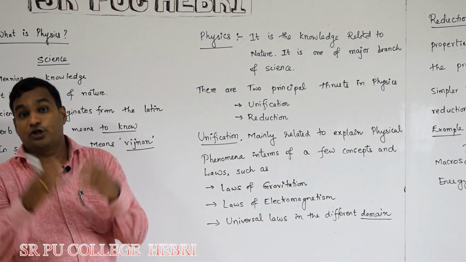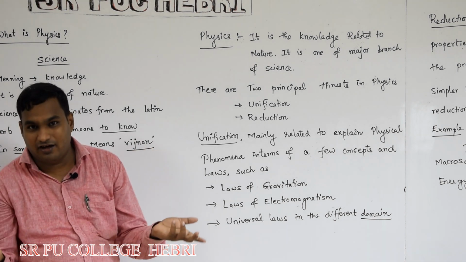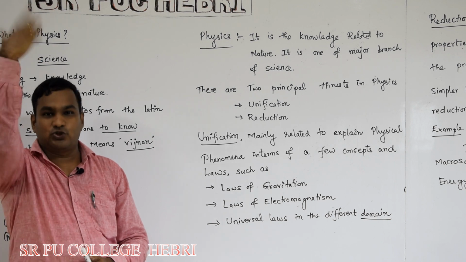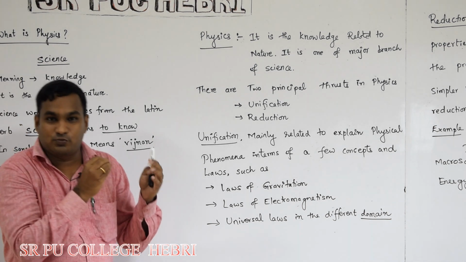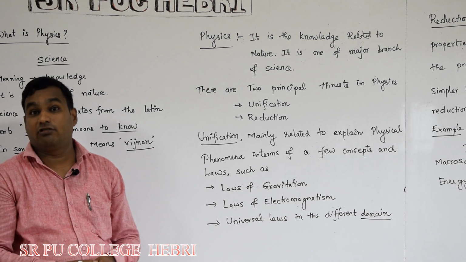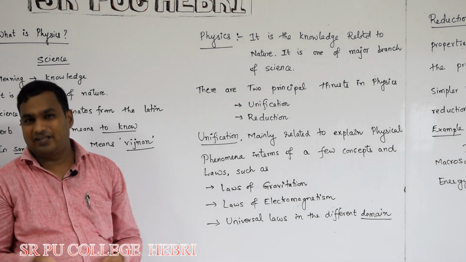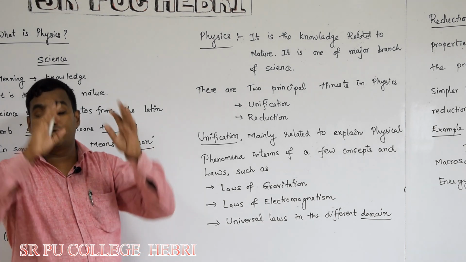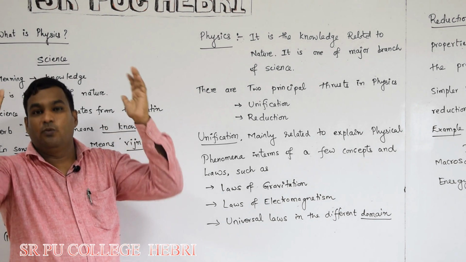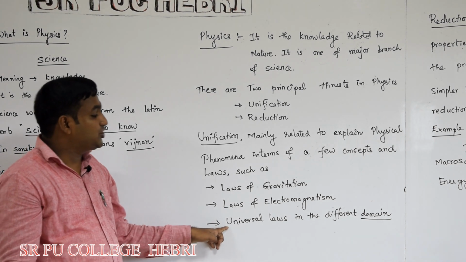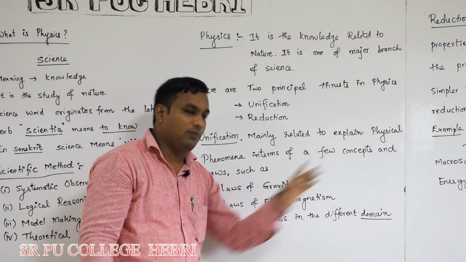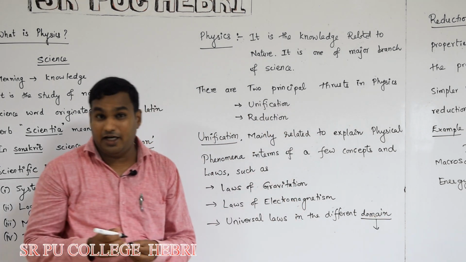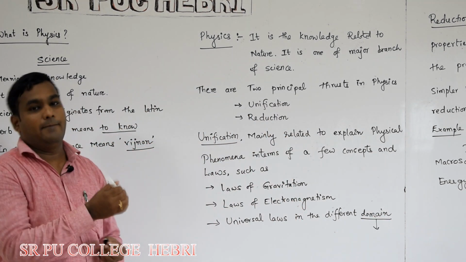There are a few laws called universal, applicable everywhere, not only on the earth. They are applicable to the galaxy, to the solar system, and also to a small object. The best example is Newton's law of gravitation, which is universal and applicable to every system present in the universe or in the world. That we call a universal law in the different domain. Dear student, I already used the word domain. There are two kinds of domain. It may be microscopic or it may be macroscopic.